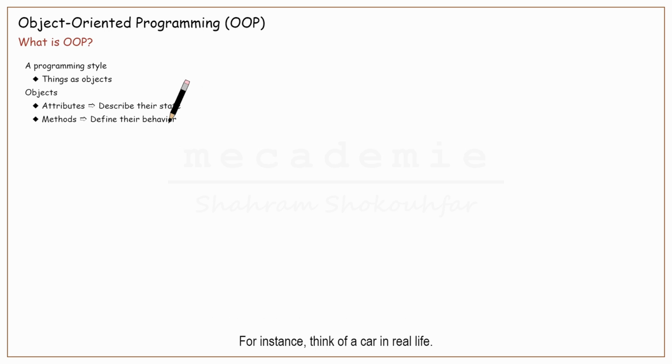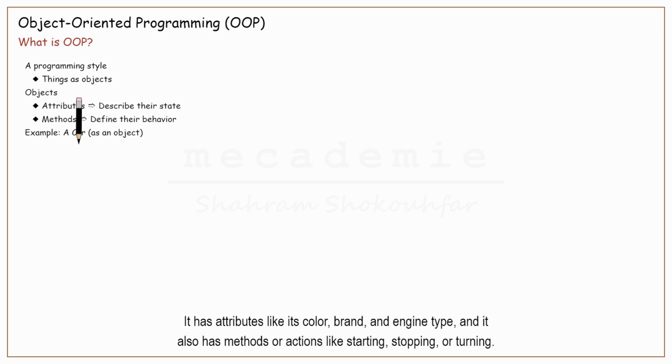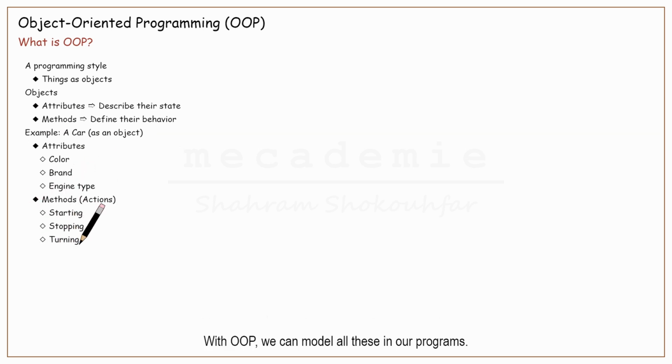For instance, think of a car in real life. It has attributes like its color, brand, and engine type, and it also has methods or actions like starting, stopping, or turning. With OOP, we can model all these in our programs.